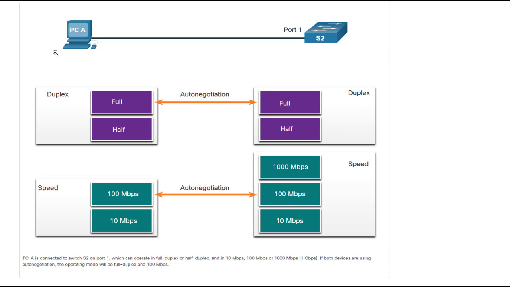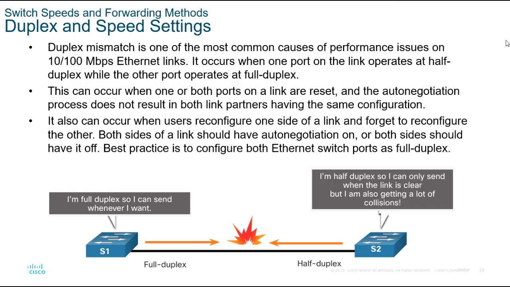In the figure, the Ethernet NIC for PC A can operate in full or half duplex and in 10 megabits per second or 100 megabits per second. The switch port PC A is connected to can support full or half duplex and speeds of 10, 100, or 1000 megabits per second. 1000 megabits per second is the same as 1 gigabit per second. If both devices are configured for auto negotiation, the result will be the highest common denominator, which is full duplex and 100 megabits per second.